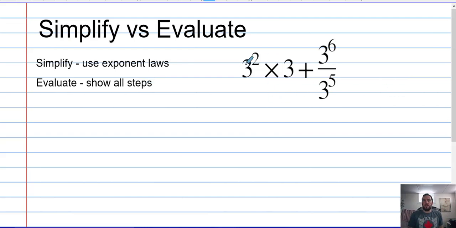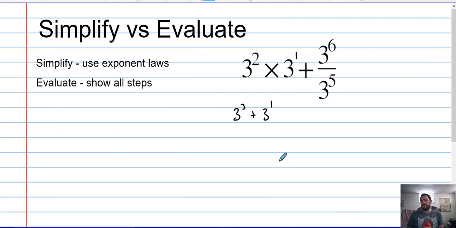So if I'm looking at a question like this, I see 3 squared times 3. And even though it's not there, I should hopefully know that 3 is actually 3 to the power 1. So how do I use my exponent law? Well, I see two powers with the same base. So what am I going to do with their exponents? I'm going to add them. So this thing is 3 to the 3. Then I see 3 to the 6 divided by 3 to the 5. So again, I see an exponent law here. This is, again, two powers with the same base being divided. So this is 3 to the power 6 minus 5, which is 1.